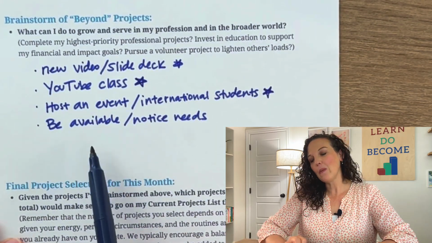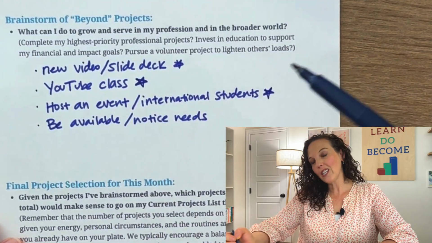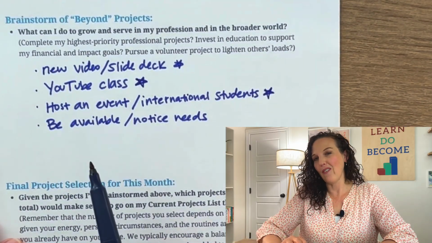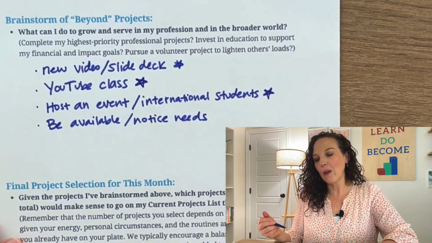This last one, be available and notice needs. That's more like a characteristic. It is a habit that I want to create, but I feel like I'm already basically creating that, so I'm not going to make it a formal project. I'm just going to have that something maybe I write on my daily reminders list that I'm already reading, kind of incorporate that into my routines.